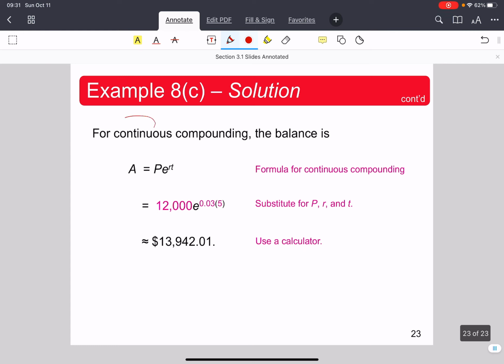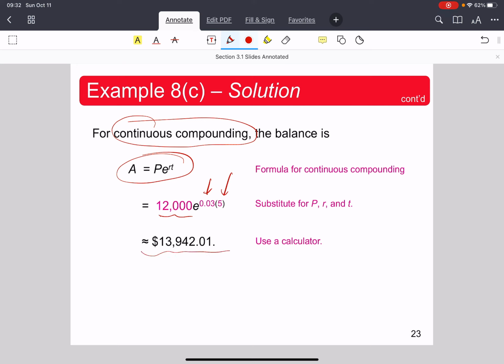Lastly, we're going to do continuous compounding, meaning it's always going to be compounded. As long as the money is in the bank, it's always being compounded. So in that scenario, you use a different formula: A equals P e raised to r times t. So principal is the same thing, r is our rate, t is our time. So all you need to do is compute that exponential number, 12,000 e raised to 0.03 times 5. When you do that, you're going to end up having 13,942. That's going to be your balance.